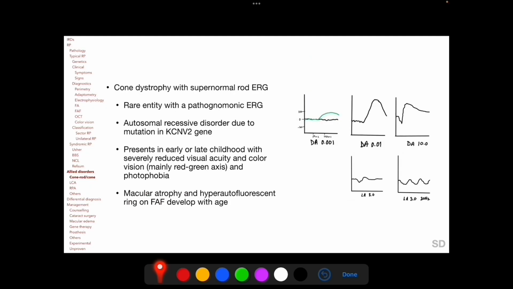Then there is an entity called cone dystrophy with supernormal rod ERG, which is one of the three rare entities with a pathognomonic ERG. We have discussed these entities in the session on electroretinography. Cone dystrophy with supernormal rod ERG is an autosomal recessive disorder, and being a cone dystrophy, patients present with severely reduced visual acuity and colored vision and photophobia.